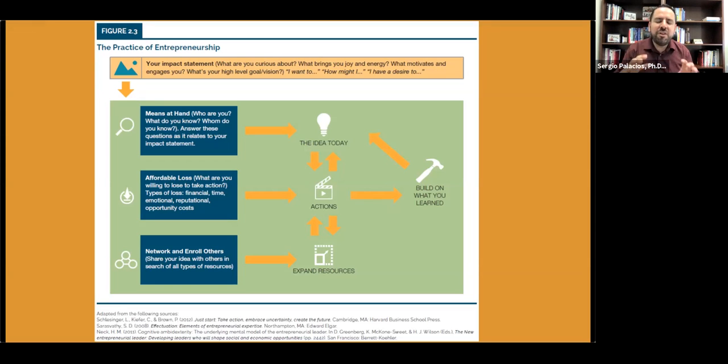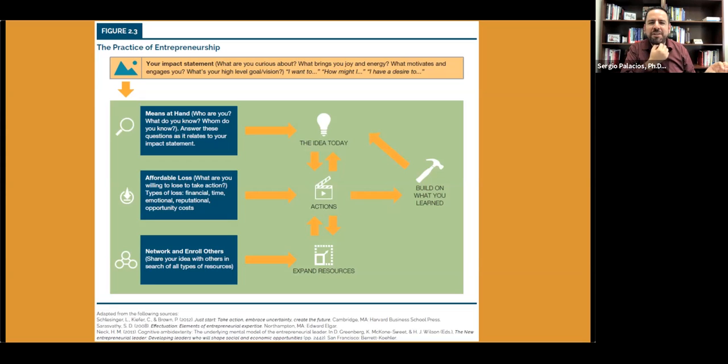So your affordable loss is, what is it that you're willing to lose and you're okay with that? Let's go to the movie theater example. If you go with your partner, a friend, or a family member to the movie theater, you're going to spend some money, right? It depends on your budget and what you're planning to experience, but you're going to lose that.